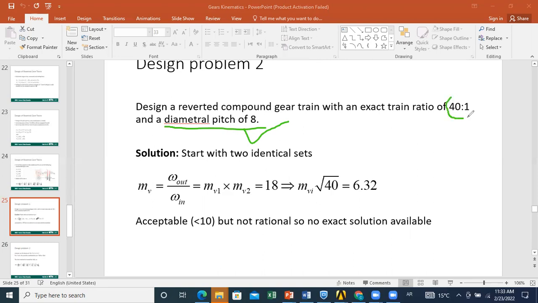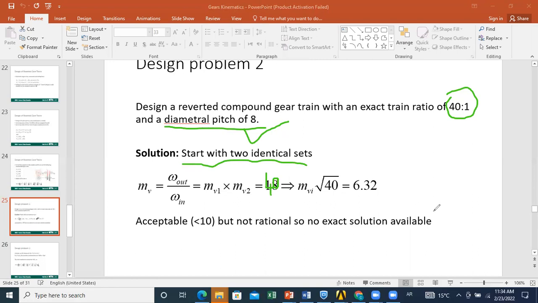Our gear ratio is 40/1. As usual, same procedure. We start with the minimum number of possible sets. The minimum number of possible sets is 2. Then we say that mv is ratio of angular velocities, omega out over omega in. It should be here equal to 40. So this is 40. And then for each set, the ratio should be radical of 40. Again, this is not a rational number, so I can be sure that I cannot find an exact solution.